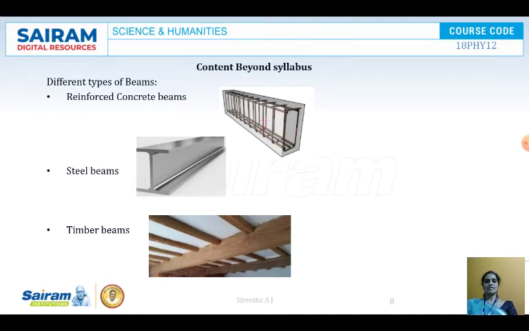Next is the steel beam. It is like a steel one which you can see in the railway tracks. Railway tracks have this type of steel beam. This is called an I-beam, made of steel, and it is used for tracks. Next is the timber beam. With timber we can make these beams to give support. These are a few more additional things you can find among the different types of beams.